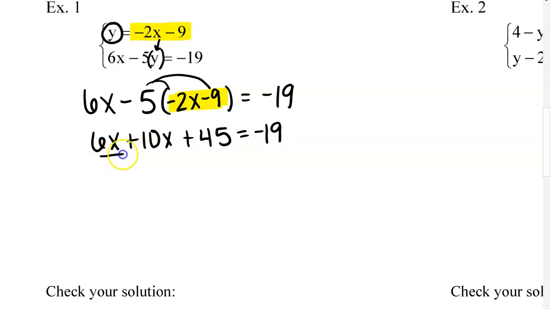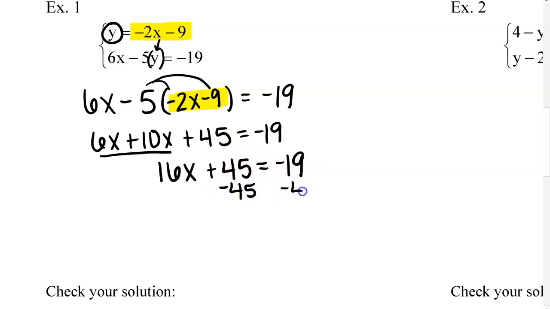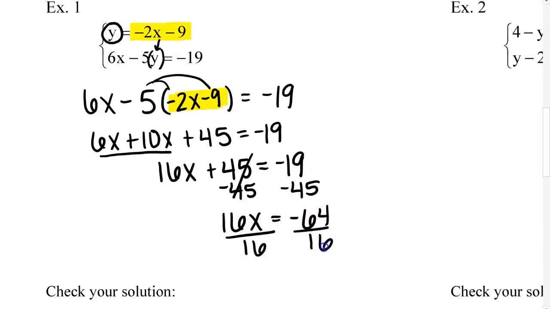I see two terms that both have x in them, so I'm going to combine like terms. And then I'm going to subtract 45. So 16x equals negative 64. And divide by 16. X is negative 4.